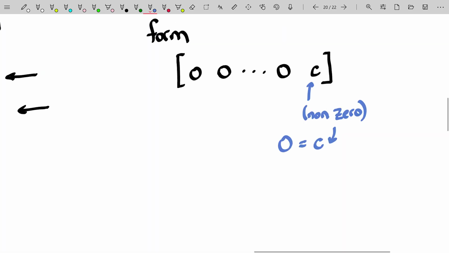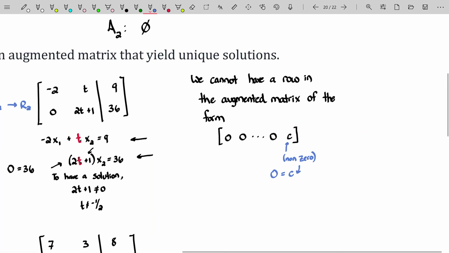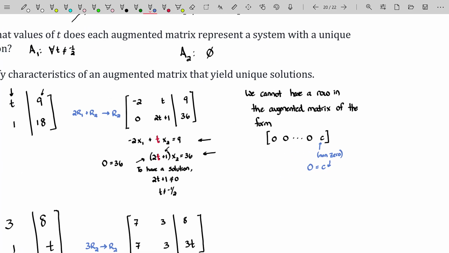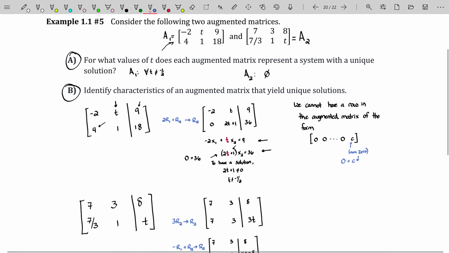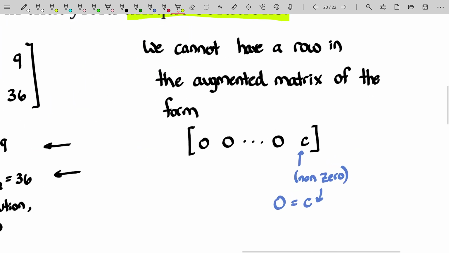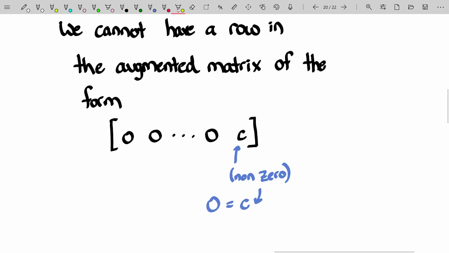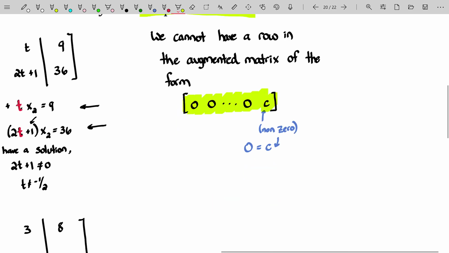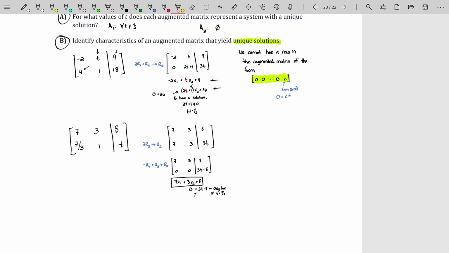But what does that mean and where does that leave us? Because remember, we're trying to find the key characteristics of an augmented matrix that yield unique solutions, not the characteristics that don't give solutions at all. We know we don't have a solution if we have a row of this form right here. But what if we don't have a row of that form? Does it mean immediately we have a unique solution? The answer to that is actually tied to the second system.